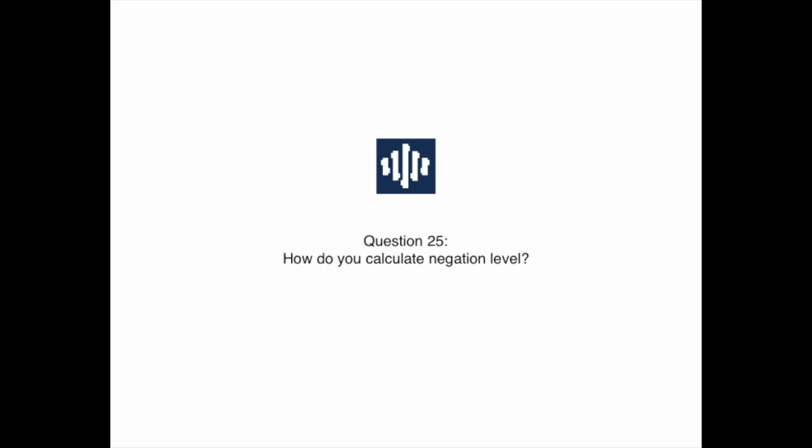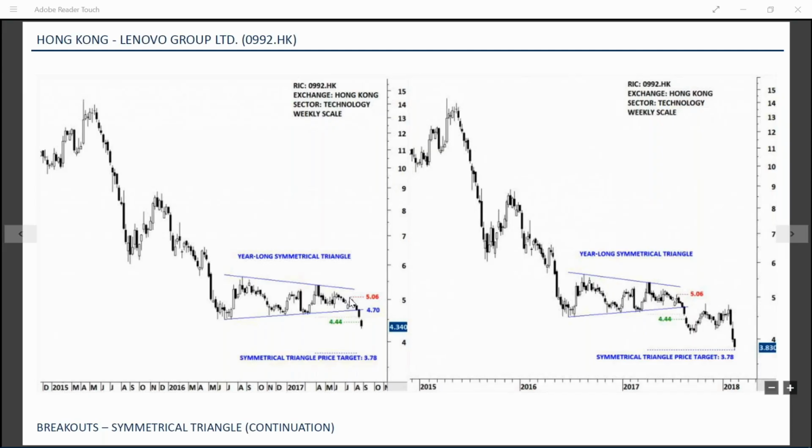How do you calculate negation level? This was answered in the previous questions. I think once the recording is available, you can check the recording, but very quickly, place the chart pattern negation level at a minor high or minor low inside the chart pattern boundary. So in this case, for example, Lenovo had a minor high that can act as a chart pattern negation level. This is a subjective level.